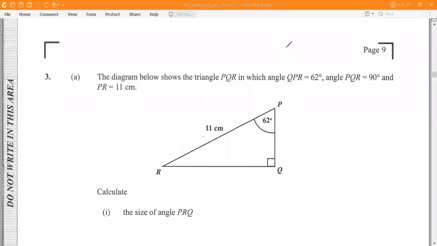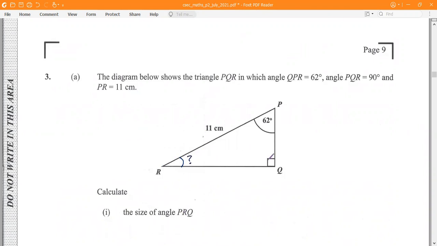Good day, everyone. We are working out number 3 of May 2021, paper 2, CSEC Mathematics. We have a triangle here. We are asked to find the size of angle PRQ. So it's located where the middle letter is, capital R. That's the angle we are asked to find.